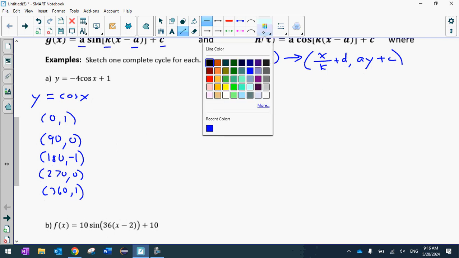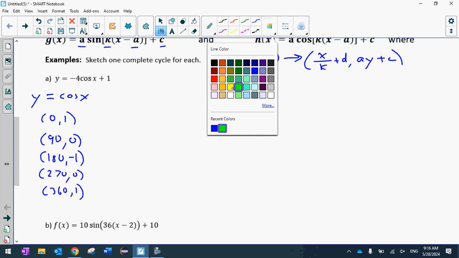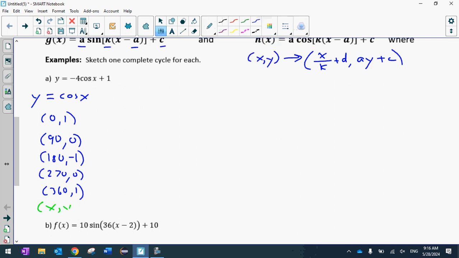Let's come up with that mapping notation. Every point here is going to become what on the new graph? I'll give you a minute just to think about writing that down. Got those points and you've got the mapping notation, you've essentially got it.